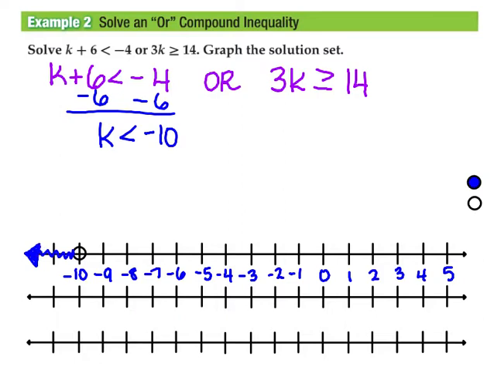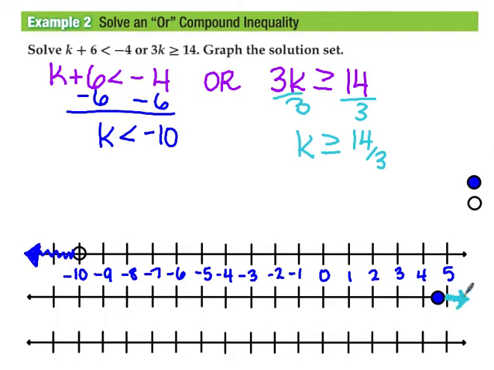Now I need to solve the next inequality. So how do I solve this inequality? Divide by 3. Now if you notice, this isn't a nice and neat one. This actually gives us an improper fraction. What is 14/3? 4 and 2/3. So what type of circle am I going to use? Closed, and I'm going to go approximately at 4 and 2/3, so about right here. And then which way am I going to shade? To the right. Okay, so I'm going to shade to the right.